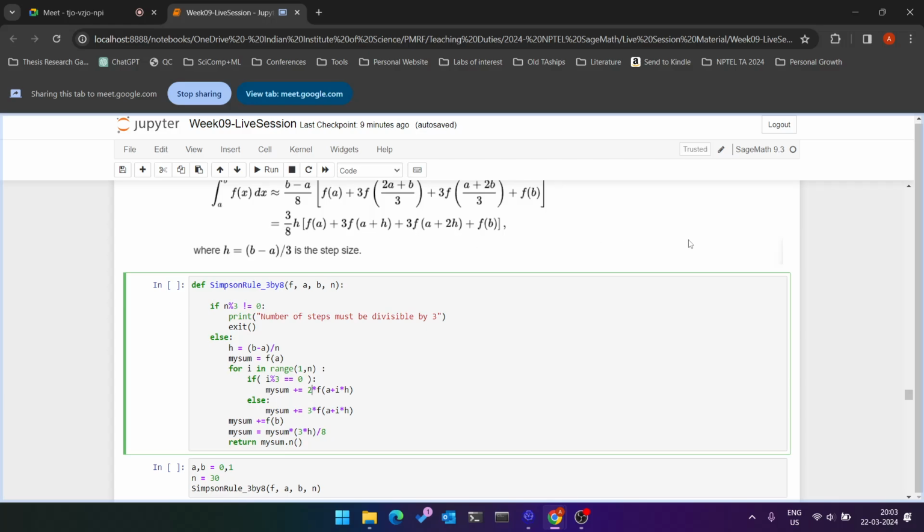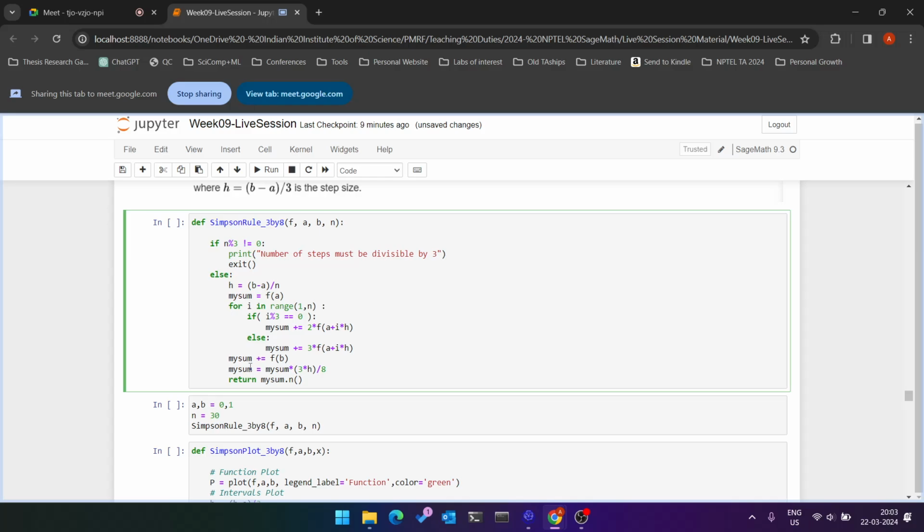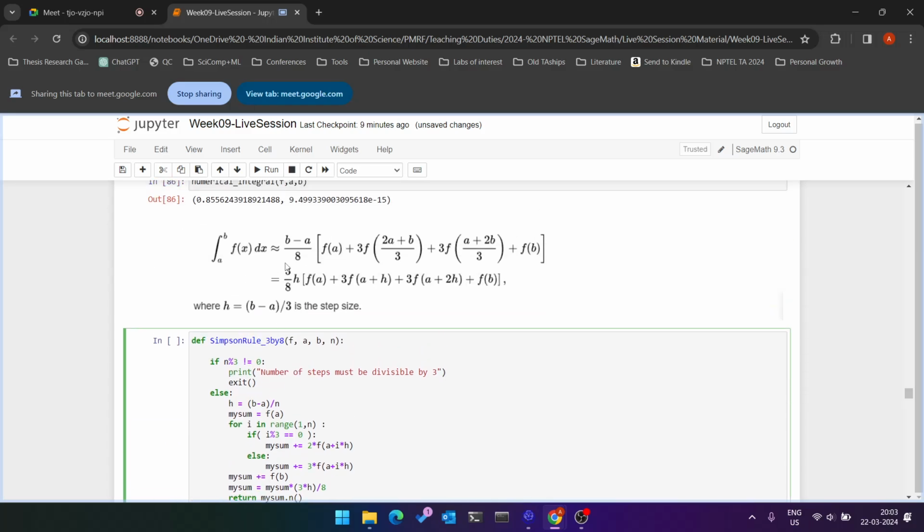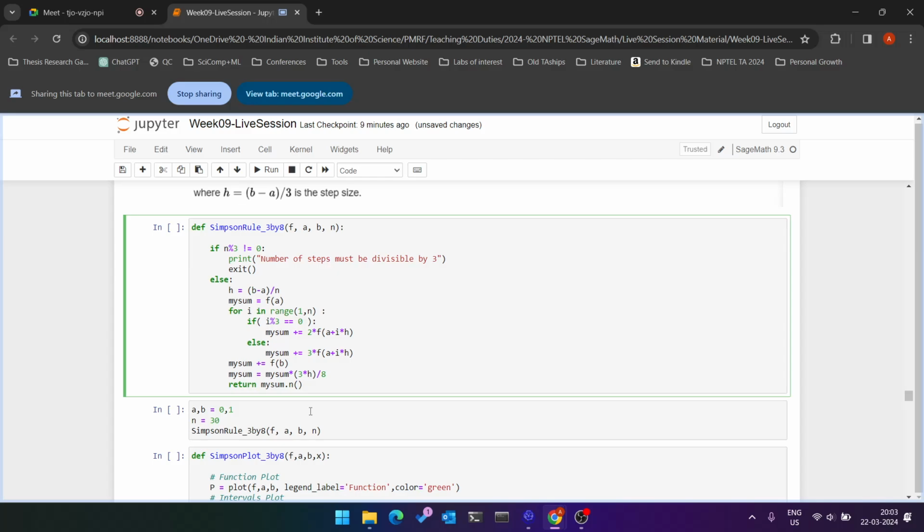This creates a large bracketed sum, and at the endpoint we add f of b. Then we scale this sum by 3h by 8. This creates my Simpson's 3/8 rule in the composite form. My function to do so is now ready.